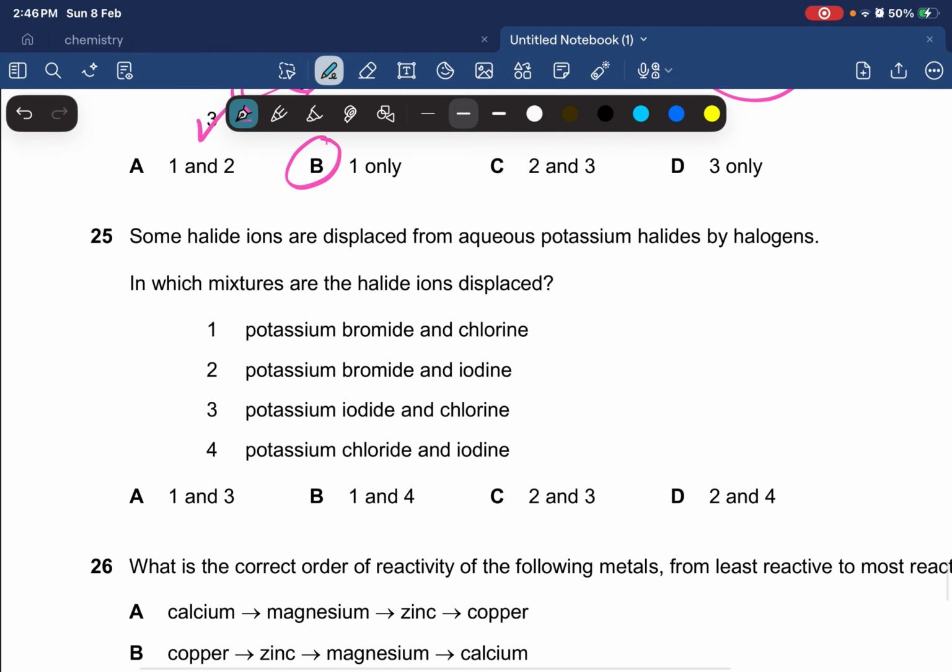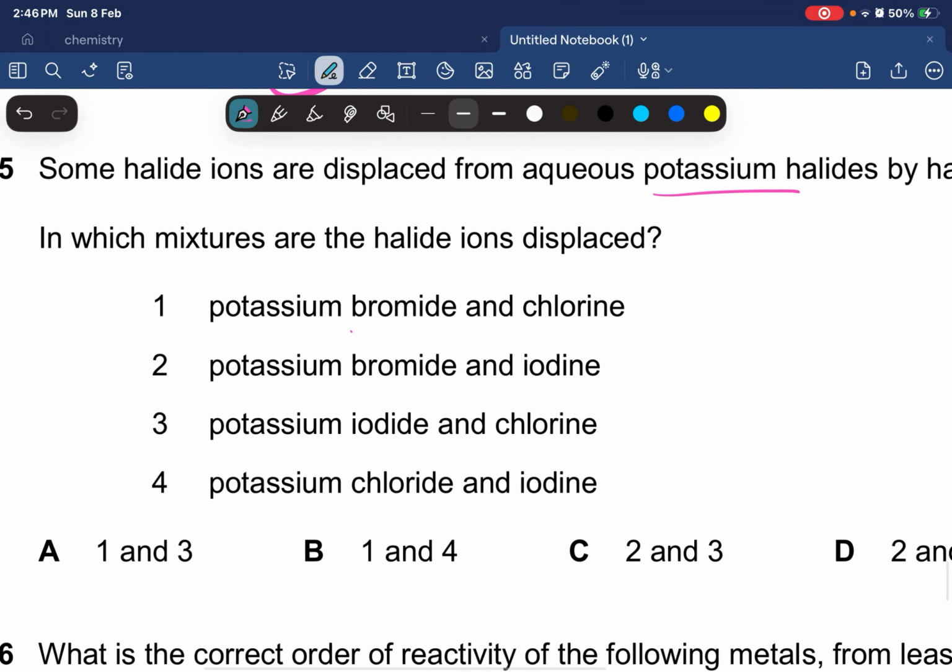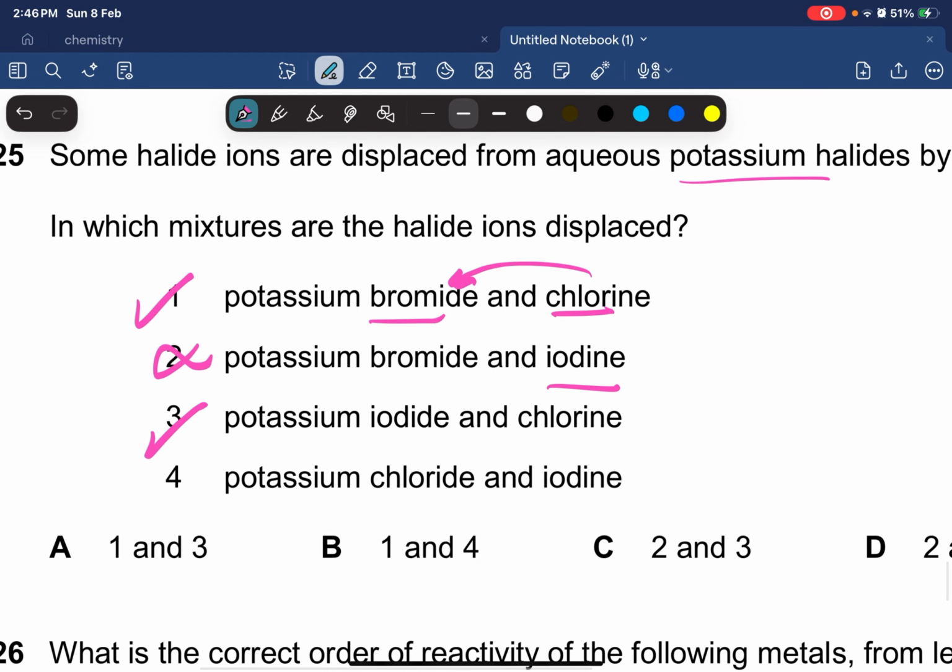Easy. Some halide ions are displaced from aqueous potassium halides by halogens. In which mixture are the halide ions displaced? KBr with chlorine. Yeah, chlorine is more reactive, going to displace it. KBr with iodine. No, iodine is less reactive, cannot displace. KI with chlorine. Yeah, chlorine is more reactive, displaces. KCl with iodine. No, iodine is less reactive. 1 and 3.